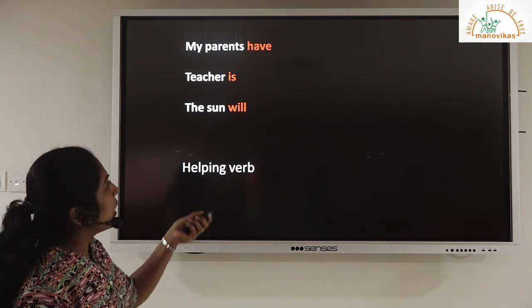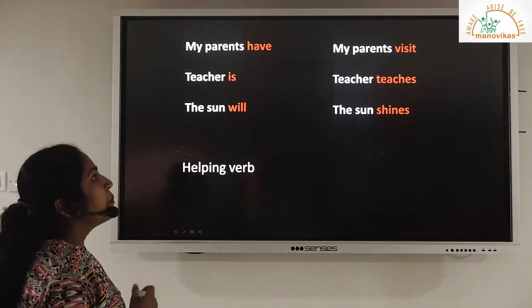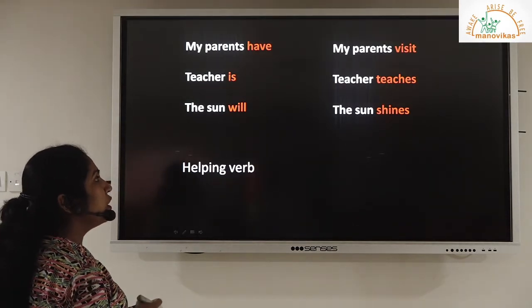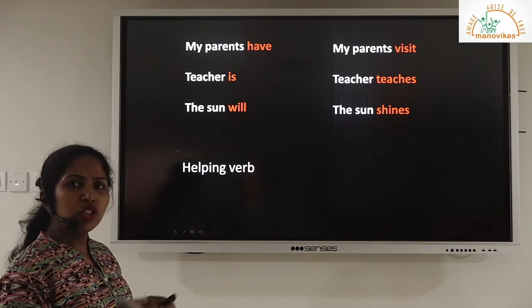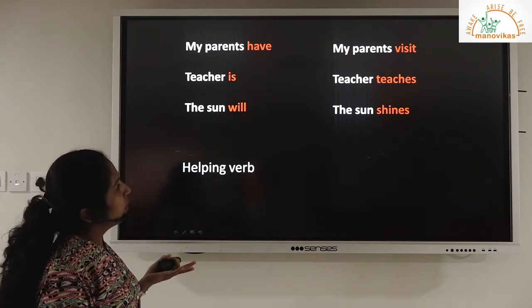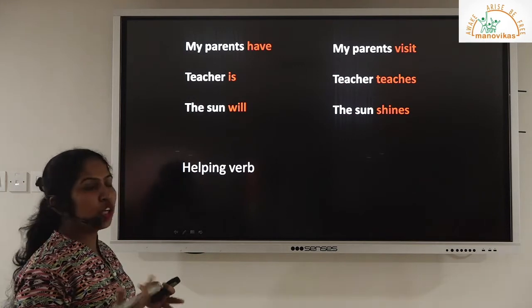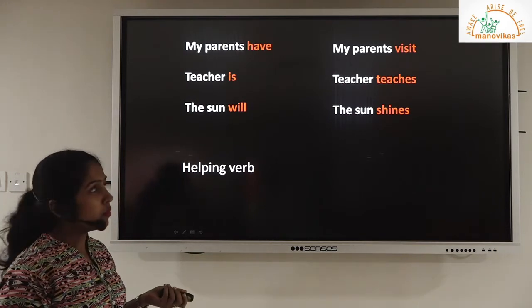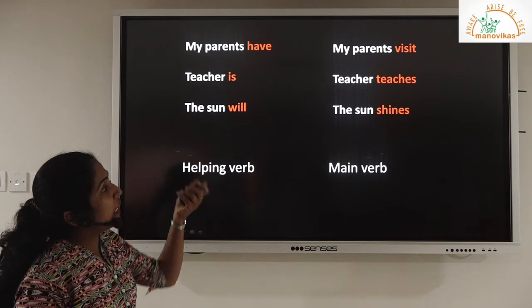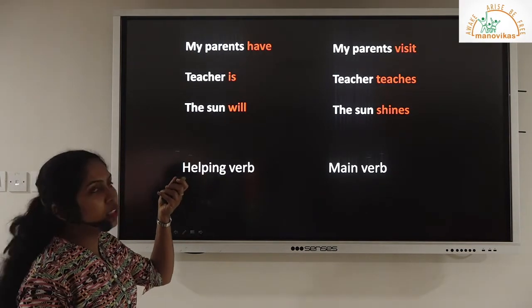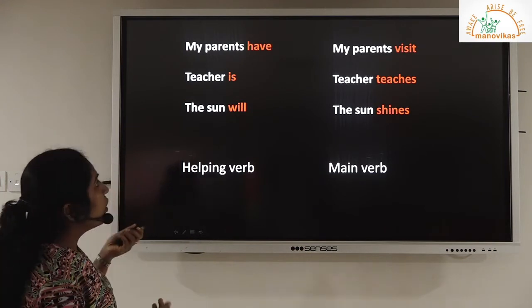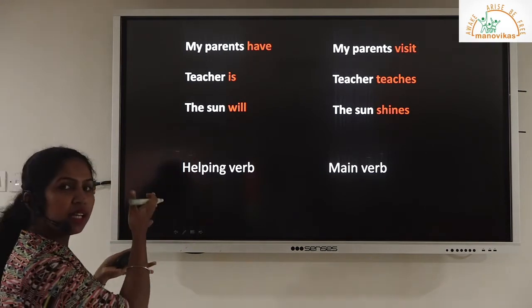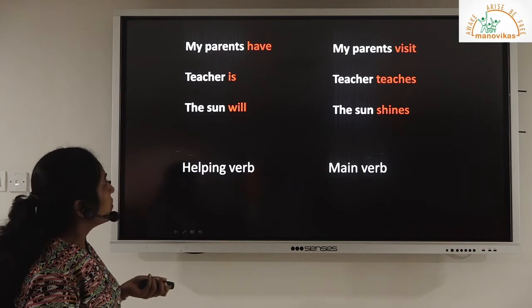Now let us look at the other set. My parents visit, teacher teaches, the sun shines. So here, some words, it makes sense. That is because we have a subject and we have the main verb. In the earlier set we do not have a main verb, that's why it does not make sense.